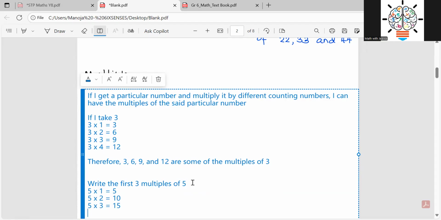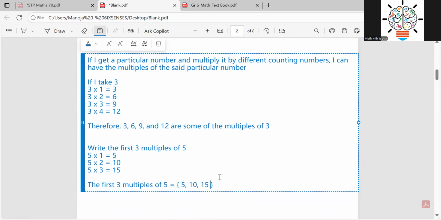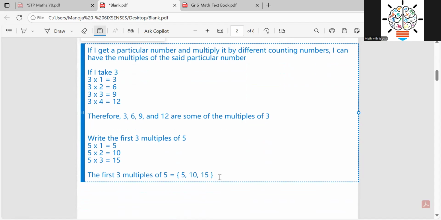So how do you write the answer? The first 3 multiples of 5, and then you open the curly bracket and list down 5, 10, 15, and you can close the bracket. Why can you close the bracket? Because they have asked us to write only the first 3 multiples. This is one question type you can have in the exam, children.